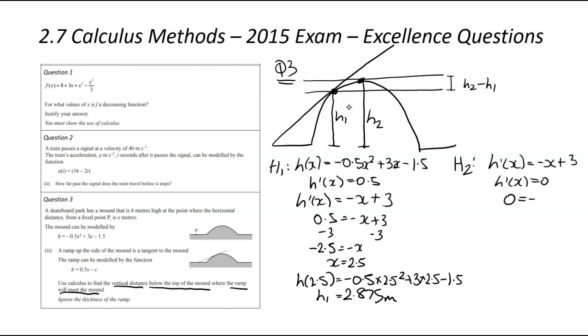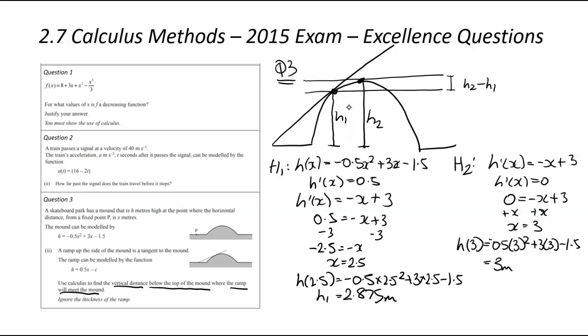So 0 will be equal to negative x plus 3. We're then going to go plus x, plus x. So x will be equal to 3. We've now got the x value, just like we did before. We need to plug that back into the height function, which is over here, and that'll tell us h2, or the height of the maximum of the mound. So h at 3 will be equal to negative 0.5 times 3 squared plus 3 times 3 minus 1.5, and plug that into your calculator. And I'm getting a height of 3 meters.